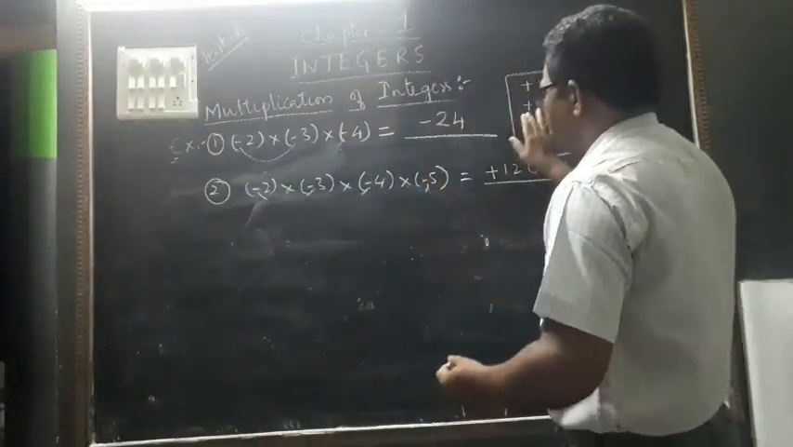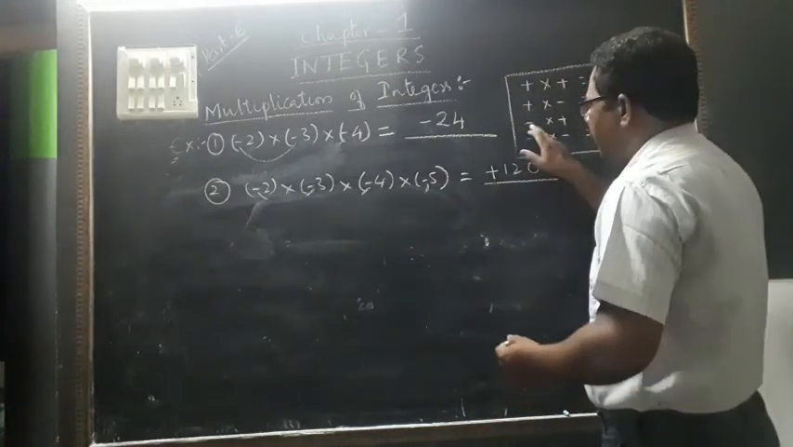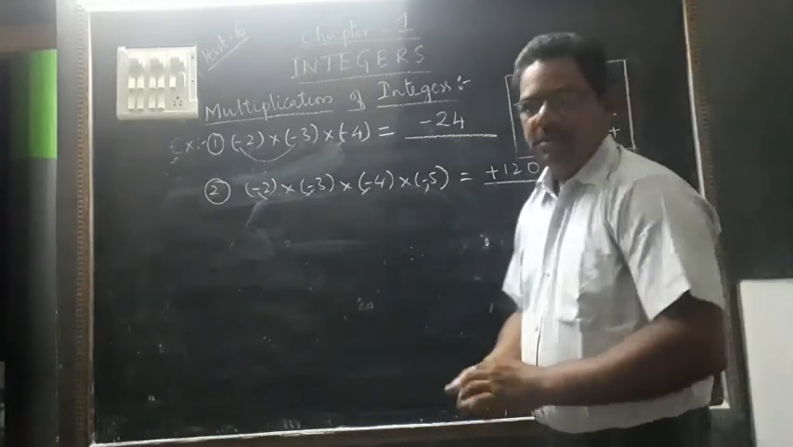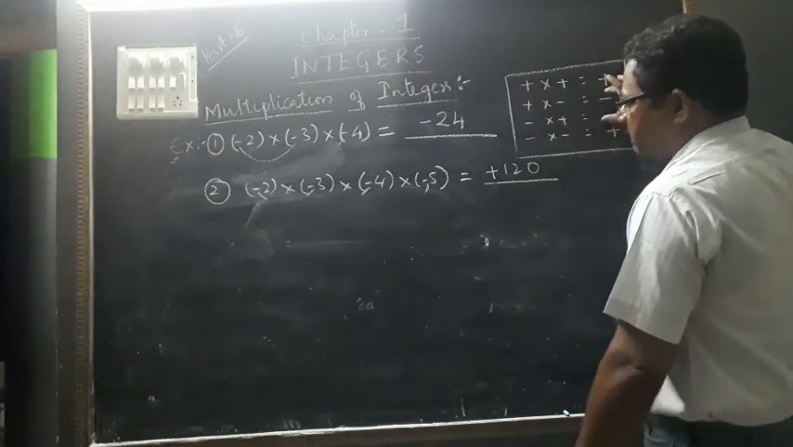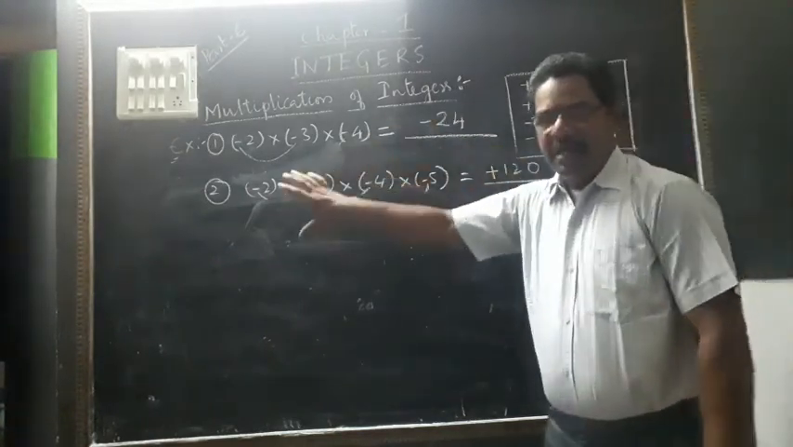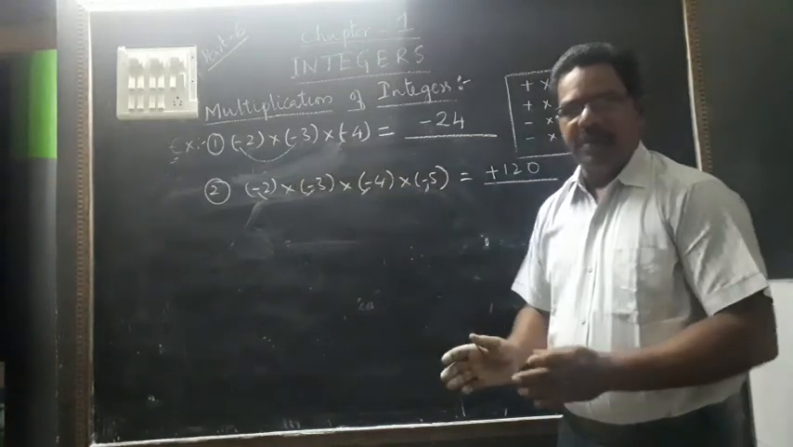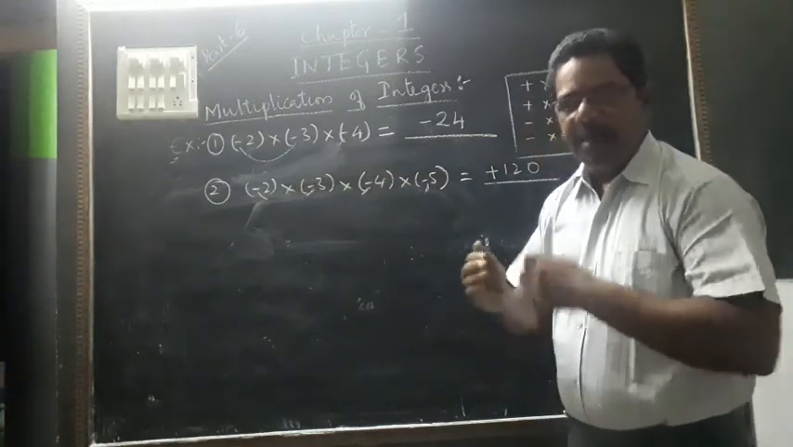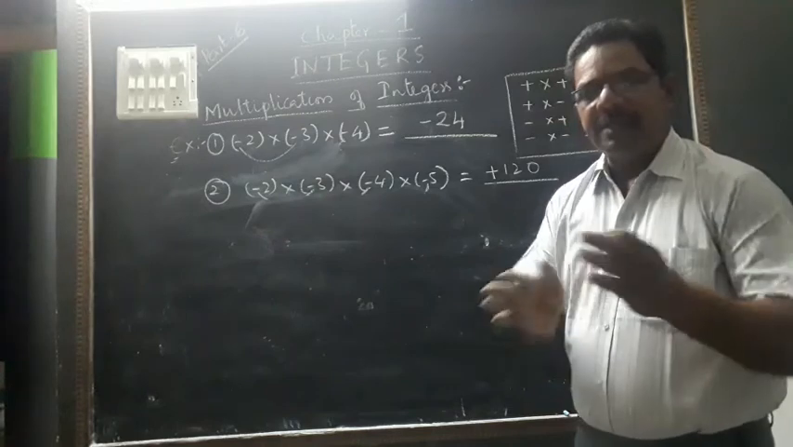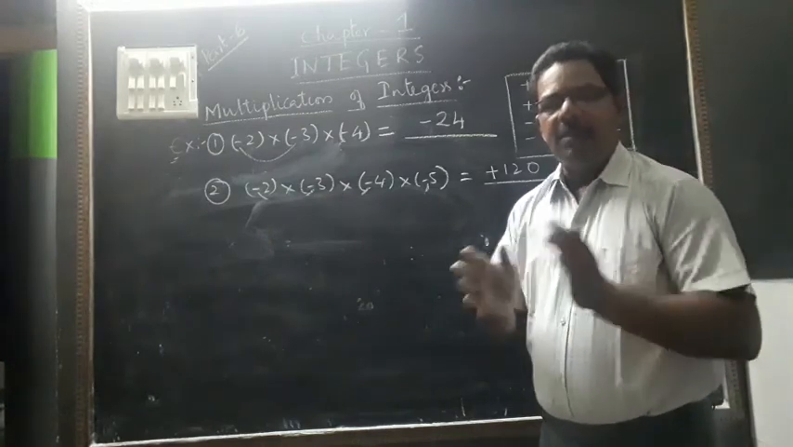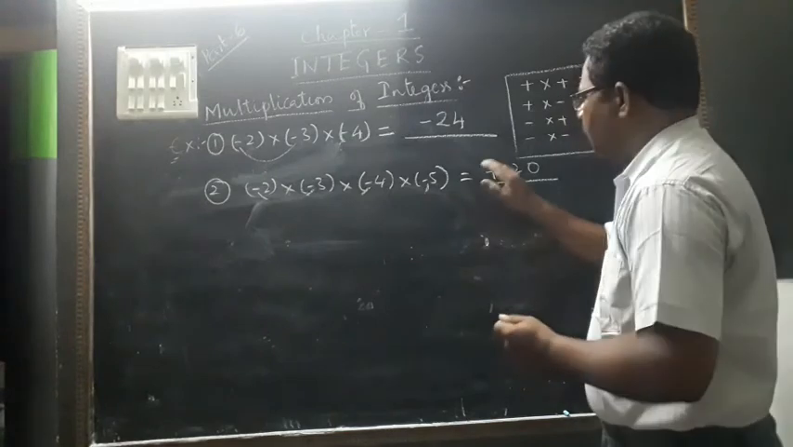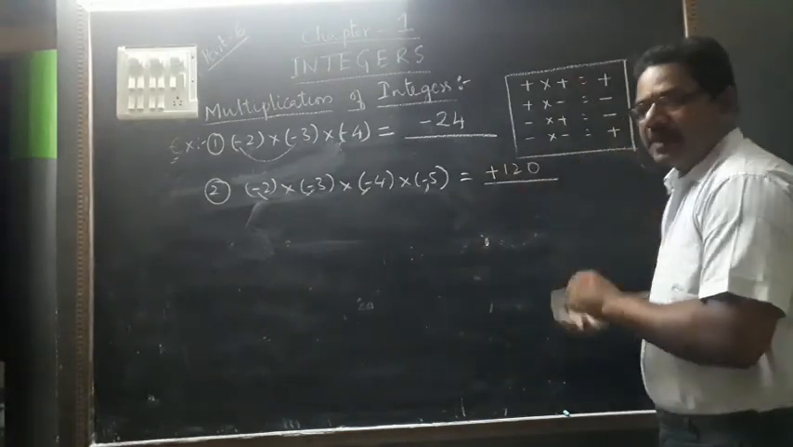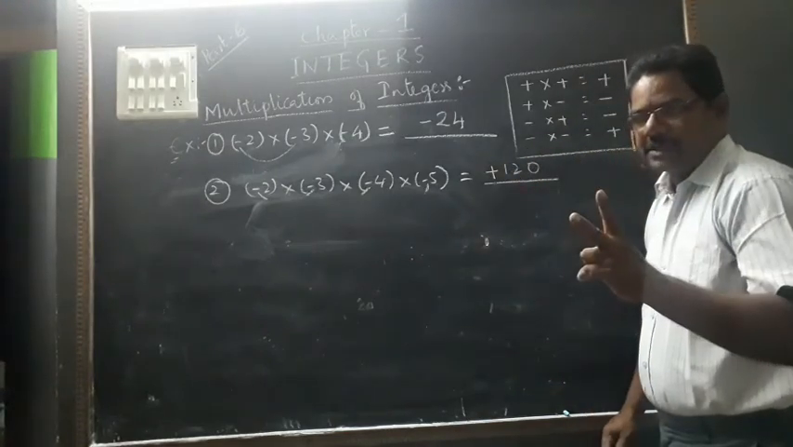And suppose one positive and one negative, or one negative and one positive, you can get a negative integer. These two cases can be applied if all the given integers are negative, depending on the number of integers, whether they are an even number of integers or an odd number of integers. Understand? So minus into minus is equal to plus. This is the product of 2 negative integers.